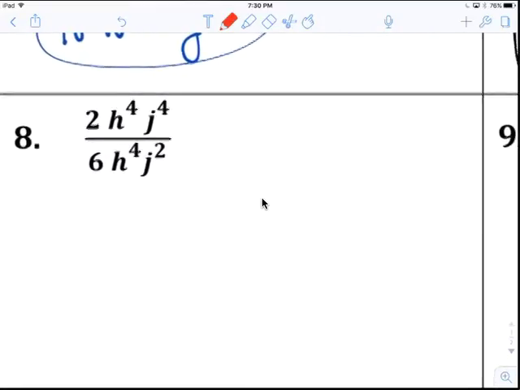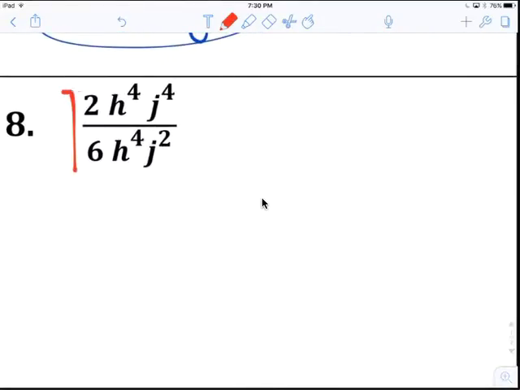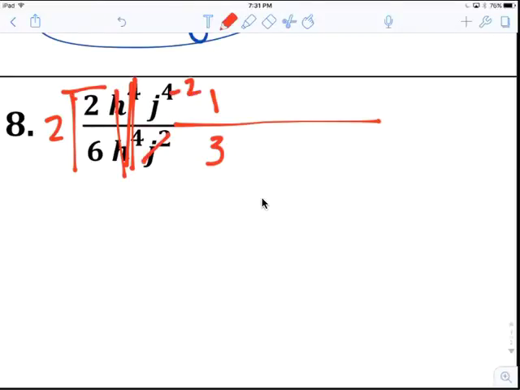Next one, reduce, divide these by 2, you get 1 over 3. This 2 equals to 1, we cancel it out, 1 and 1, right? 1 over 1, and 1 times 2 is 2. So it doesn't change anything. When that happens, you just cancel it out. And this, you subtract 2 here. So j to the second power.